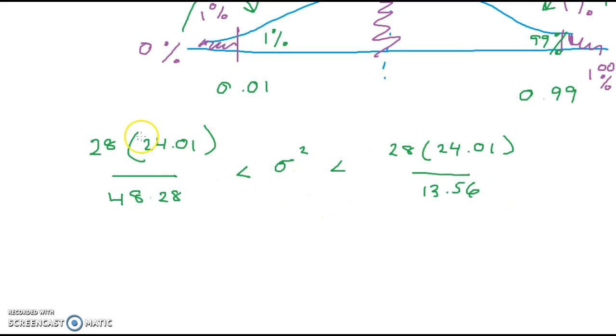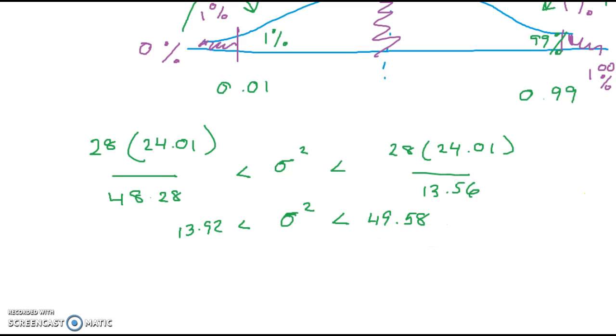Now it's just sort of a calculator. You just plug this in and figure out what you get. Check my math if I'm going haywire here, but it should be something like 13.92 and 49.58. And that's that. So the population variance is going to be somewhere in between 13.92 on the low end and 49.58 on the high end.